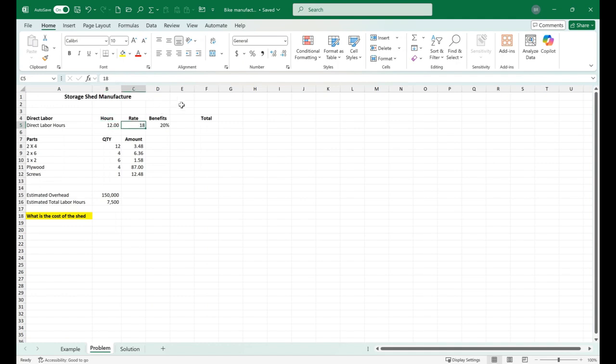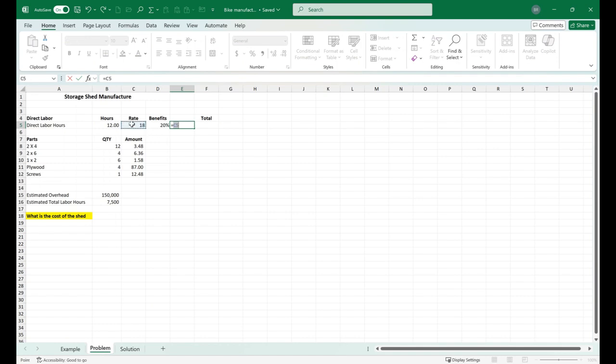We pay the assembly people $18 an hour, and we give them benefits that cost 20% of that rate. So what are the total direct labor costs involved? What we need to do is multiply the number of hours times the fully loaded rate, which means the hourly rate plus the benefits. You can do this one of two ways.